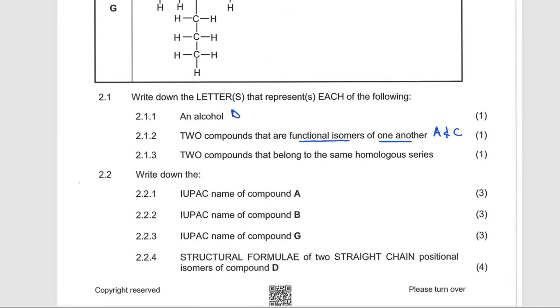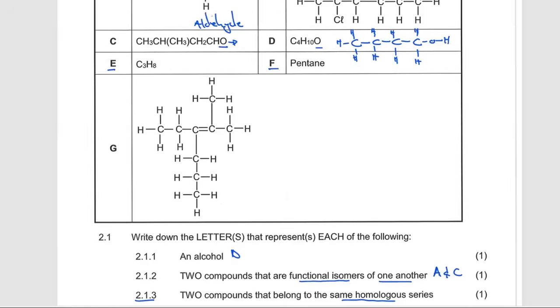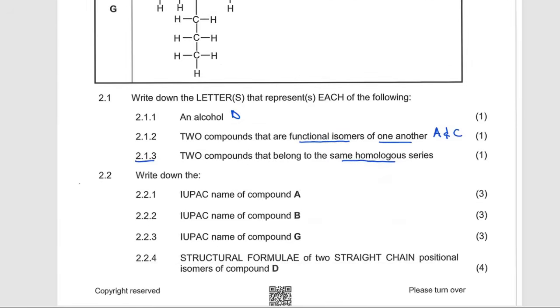Then moving on to 2.1.3, it reads two compounds that belong to the same homologous series. So if you look, I already mentioned E and F being all alkenes. So I'm going to say our answer there is going to be E and F, like that.